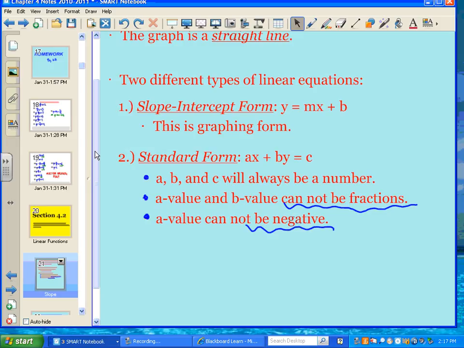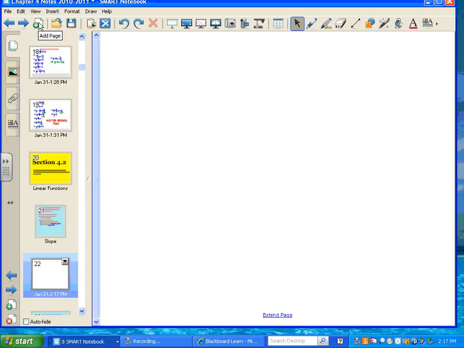Does anyone have questions on either one of these forms before we start our first problem? Okay, without looking at your notes, who can tell me what standard form is? Gigi. AX plus BY equals C. Okay, who can tell us something you cannot have in standard form? Well, that was like a half hand.